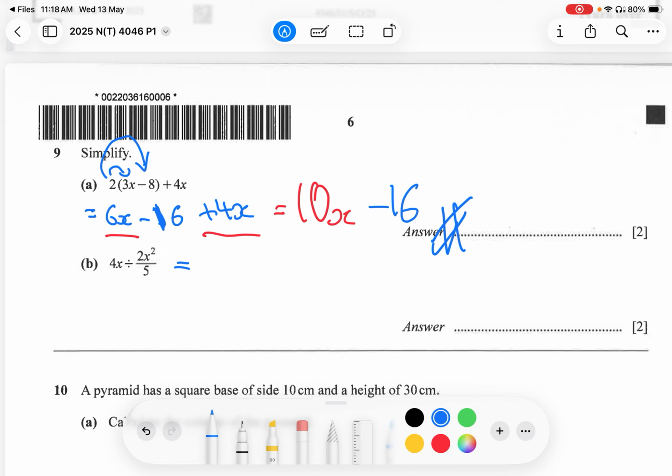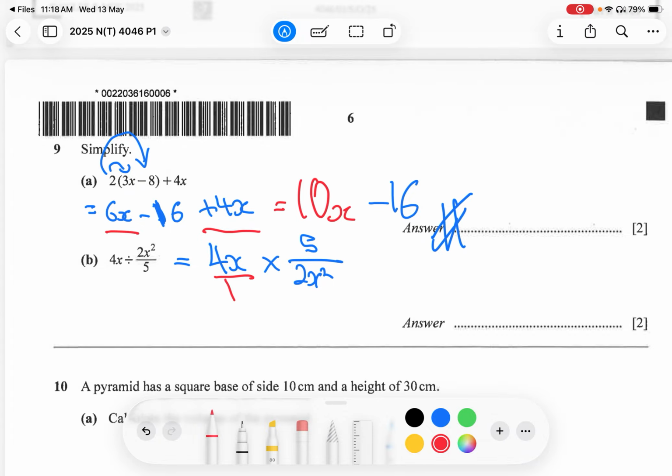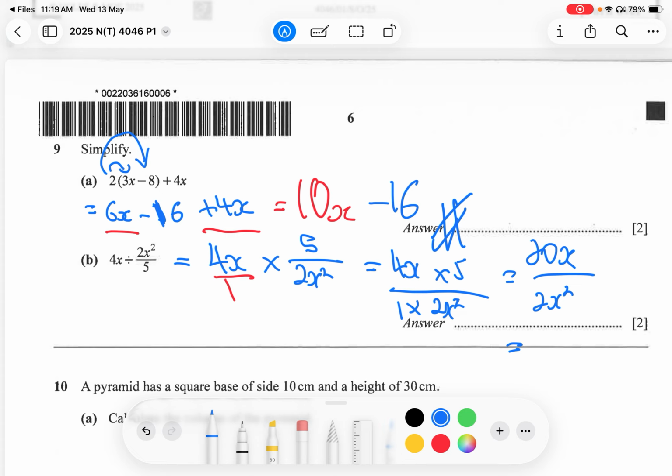4x divided by 2x squared over 5 is 4x times. You must change the fraction first. You flip the fraction upside down. Then this becomes over 1. You take the top times the top, the bottom times the bottom, then it becomes 20x over 2x squared. You cancel out the 2 and the 20, calculator, you get 10 over 1. The x and the x squared, you left the x here. So your answer is just 10 over x. The 1 you can delete it, right. Like this. Okay, for this part.